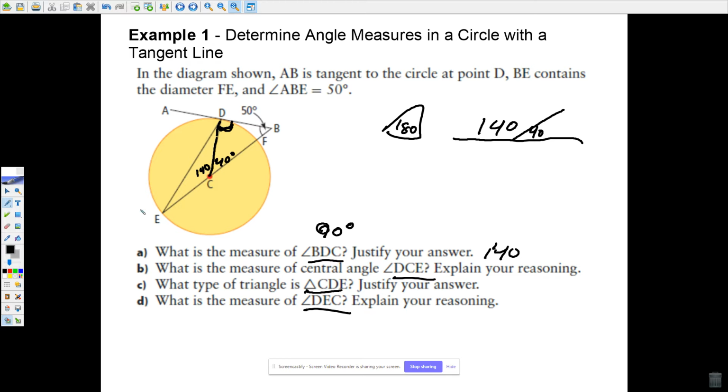Next, this type of triangle that it's asking about right here is what's called an isosceles triangle because it is formed by two radii that are equal. Anytime you have two sides in a triangle that are equal, it's called an isosceles triangle. And what we know about isosceles triangles is that these two sides are equal and the two base angles are equal. So if the triangle has to add up to 180, we go 180 minus 140 is 40 degrees. And those 40 degrees need to be split evenly between those two angles. So we divide it by 2. So this is 20 and this is 20 over here as well.